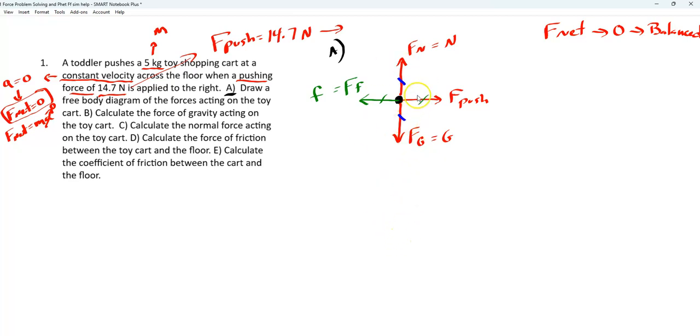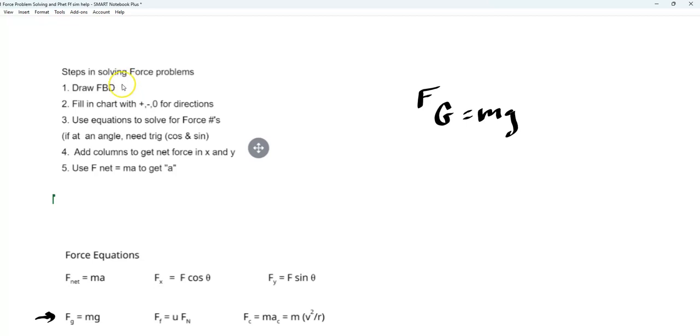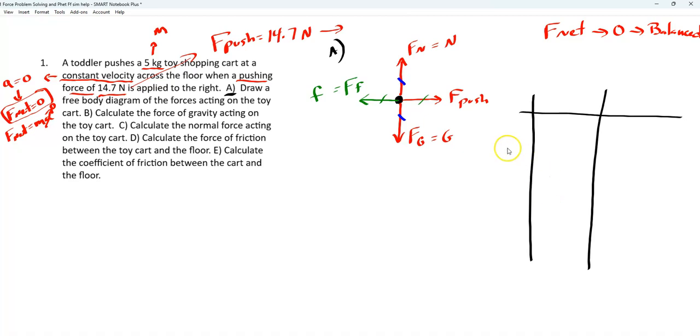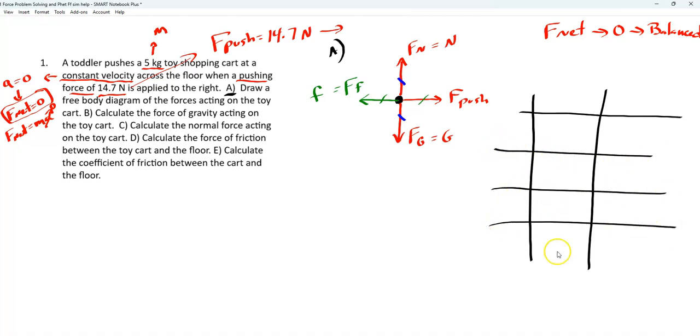And from this picture, we recognize that all of these forces, the up and down forces or vertical forces, are balancing out, and then the horizontal forces are balancing out. So we've done step one, we've drawn a free body diagram, and now we're going to get into the chart. I don't think this is the first time I've shown you these charts, but it's just going through this example. All right, so we have our chart with various boxes.